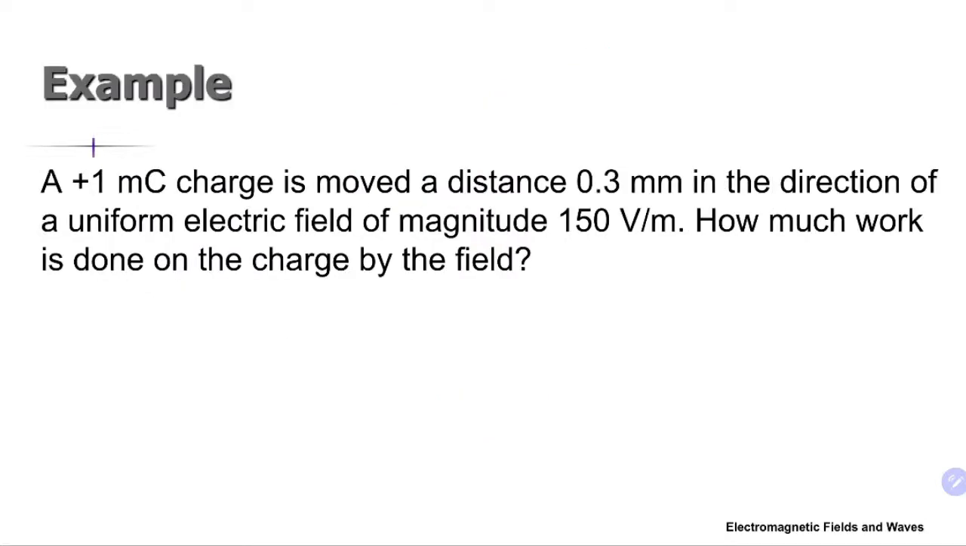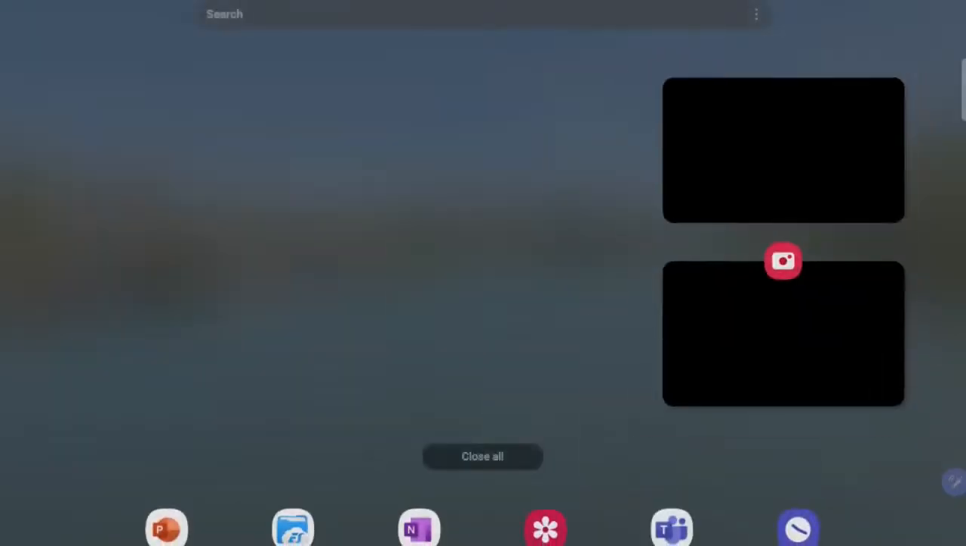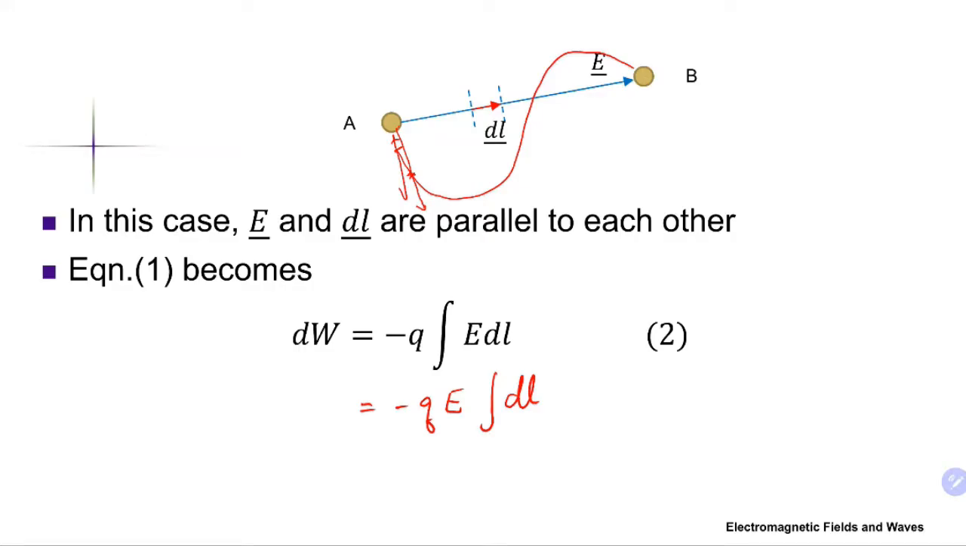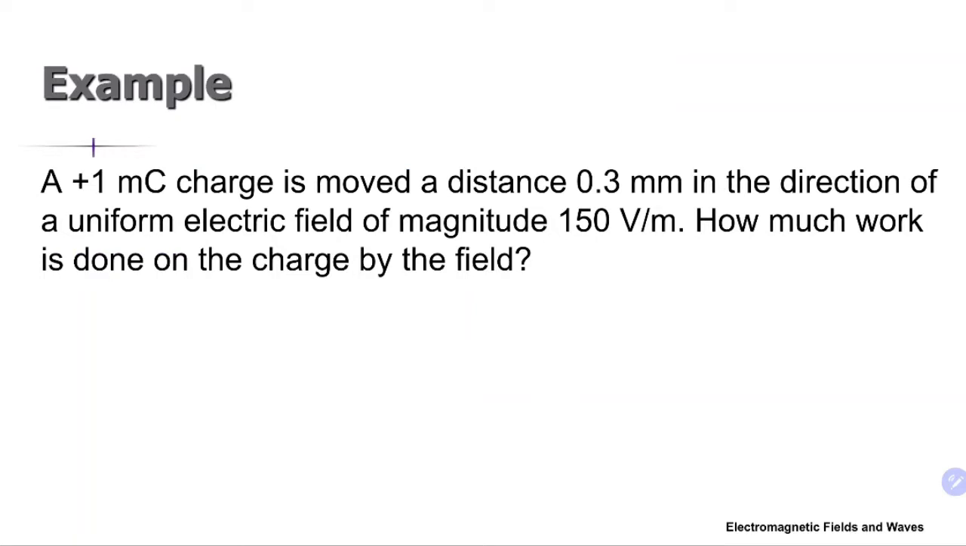Okay, so an example. A 1 microcoulomb charge is moved a distance of 0.3 millimeters in the direction of a uniform electric field of magnitude 150 watts per meter. How much work is done by or on the charge by the field?